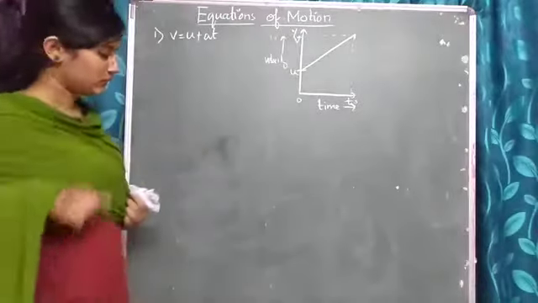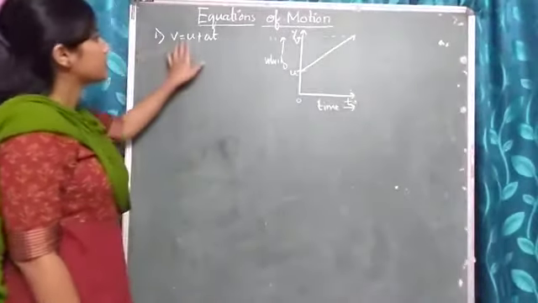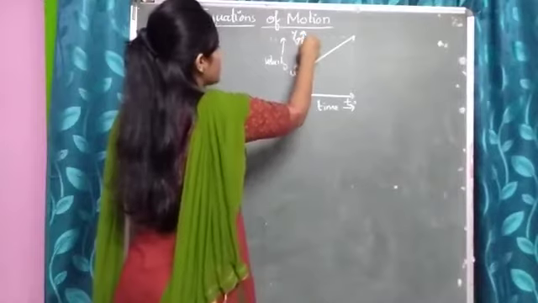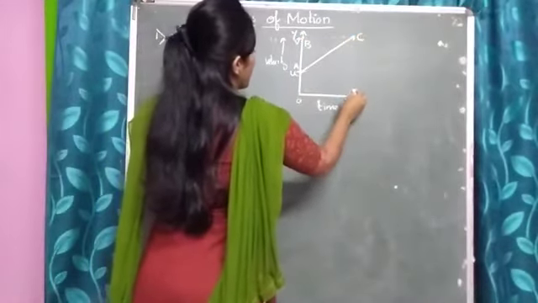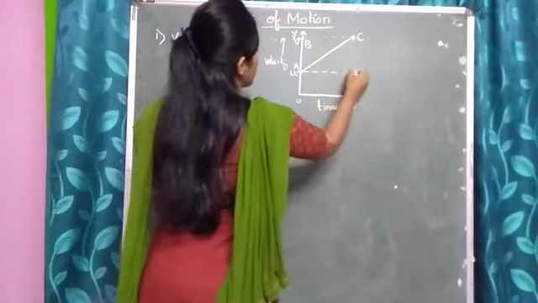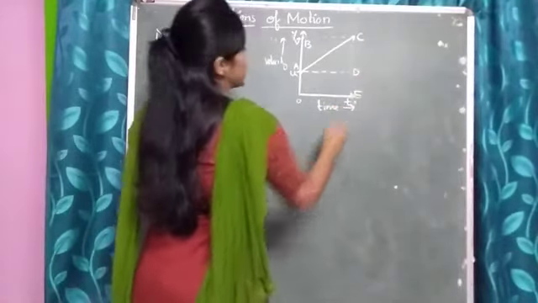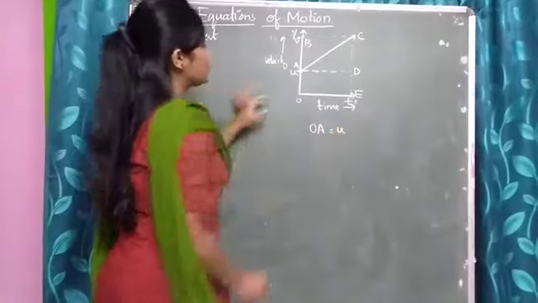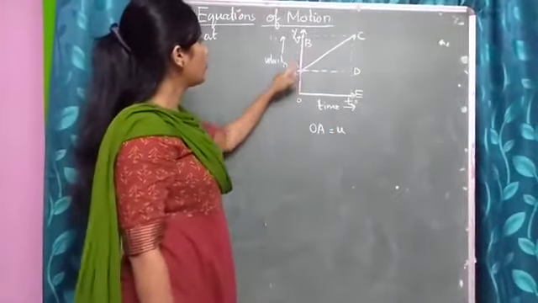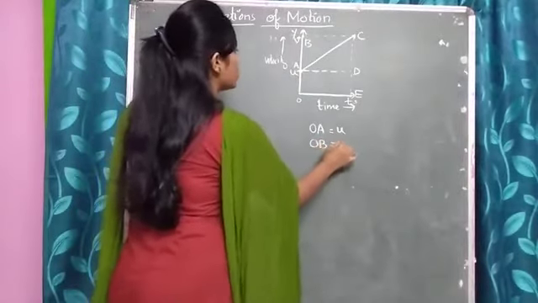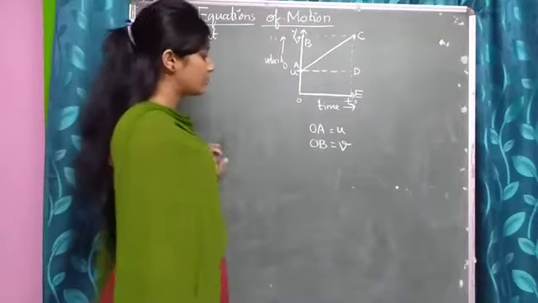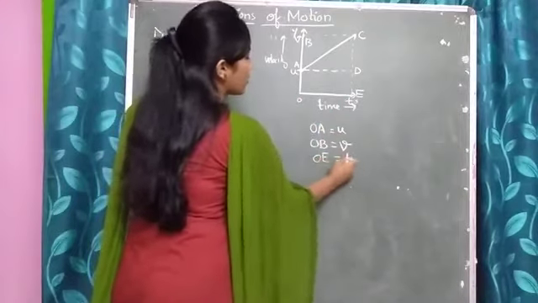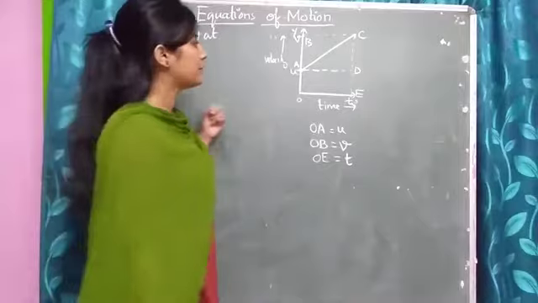So first I will go for this equation. Let me denote the origin O. This point is A, this point is B, this point is C, and this point, let me give a perpendicular here, that is D, and this point is E. So I can write here that OA is equals to U, and then OB will be equals to V. OB will represent V, that is final velocity, and OE will represent the time T.